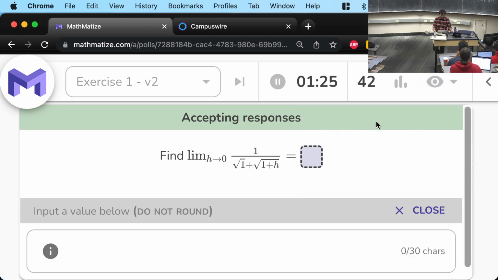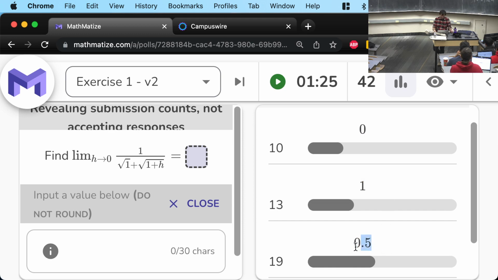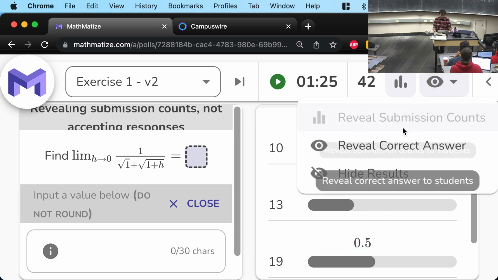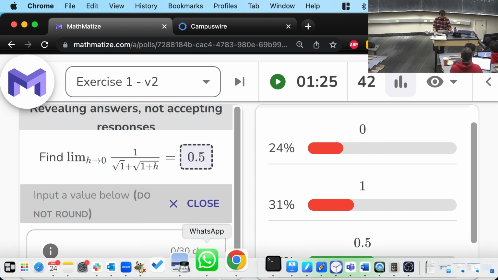On the second vote, 0.5 takes the lead slightly. 0.5 is the correct answer. If you said 0.5, this is good. You know how to do easy limits. If you said 0 or 1, then you should pay attention while we go over it.